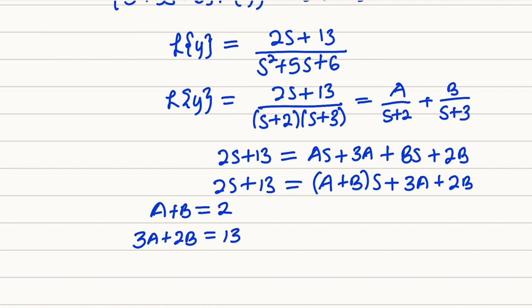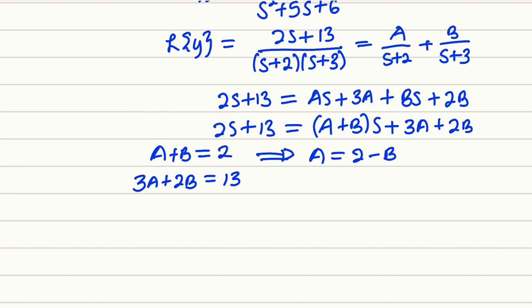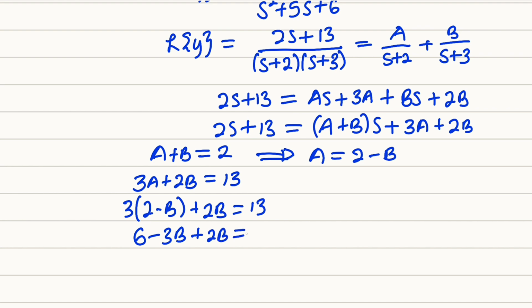From the first equation you can see that a is equal to 2 minus b, and we can substitute the value of a in the second equation to get the value of b. So let's do that. 3 multiplied by a, which is 2 minus b, then plus 2b. This is equal to 13. Let's distribute. We have 6 minus 3b, then plus 2b equals 13.